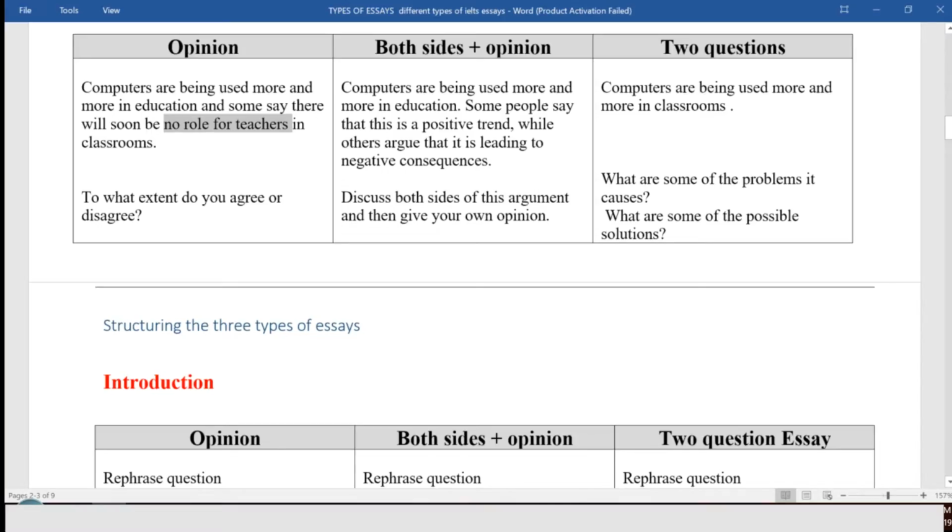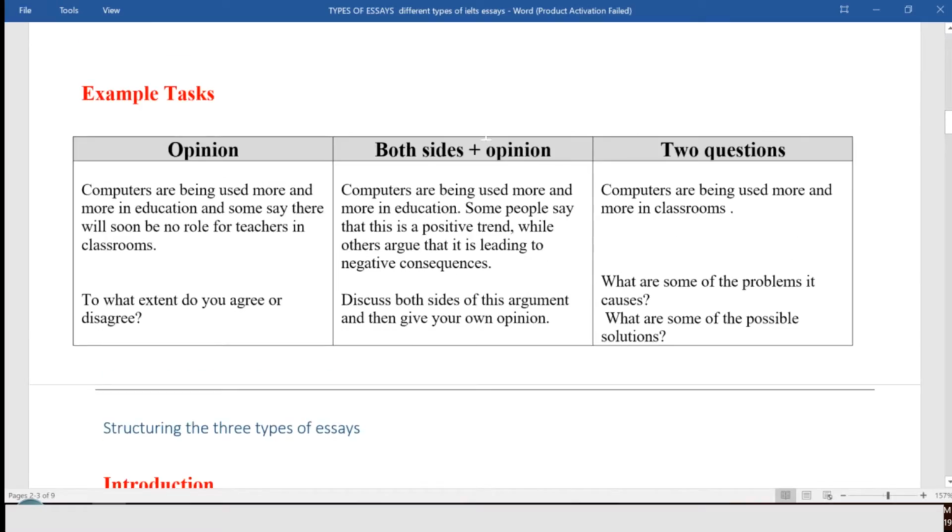What might be the reason for this? Well, if they're going to learn from computers at home, who's going to supervise them when parents go out to work? So we might have the argument that we somewhat agree that in most cases we don't need teachers. However, we disagree when it comes to very young students.